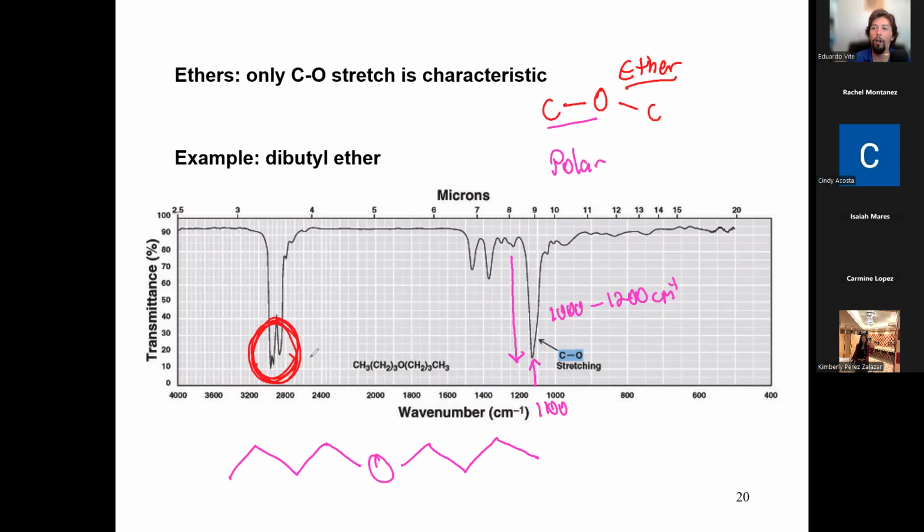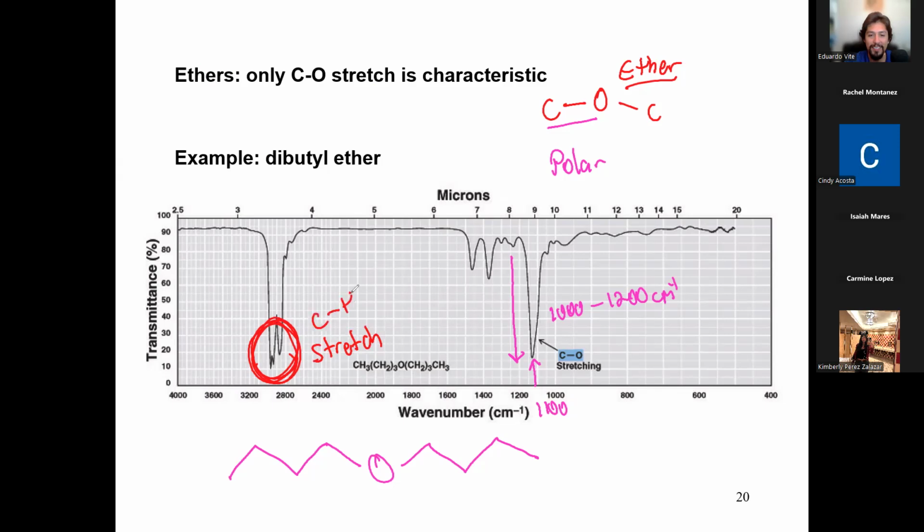These are present in all molecules. Everything is going to have these signals. What are these signals? It's a stretch, right? What kind of stretch? All right, we got CH. Excelente. Muy bien. Yes, this is a CH stretch.